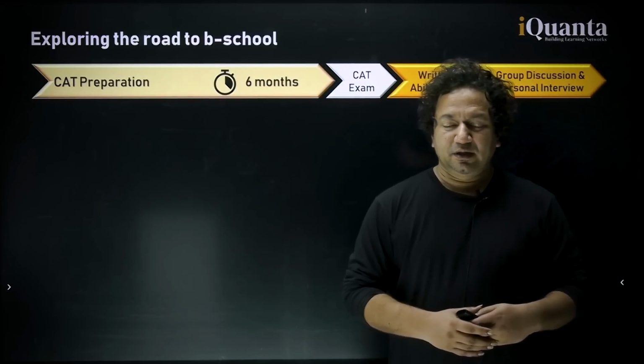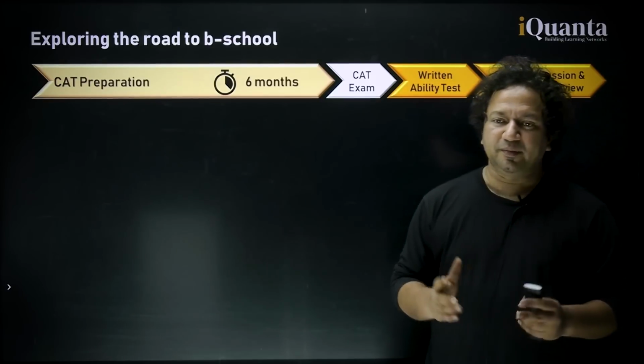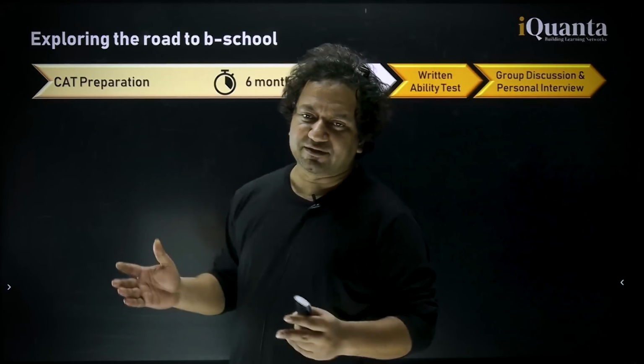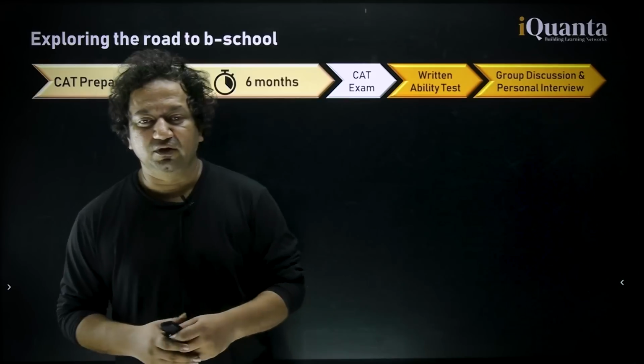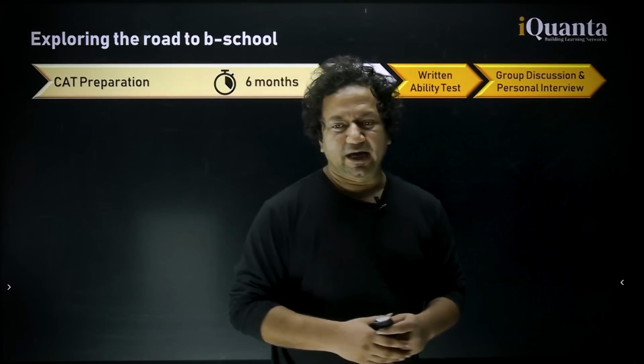Today I'll be discussing how to prepare for CAT exam in 6 months. So let us explore the road to B school. CAT preparation is of 6 months, then there will be CAT exam, and then there will be second stage written ability test, group discussion and personal interview depending on different colleges. Let us unbox the CAT exam.